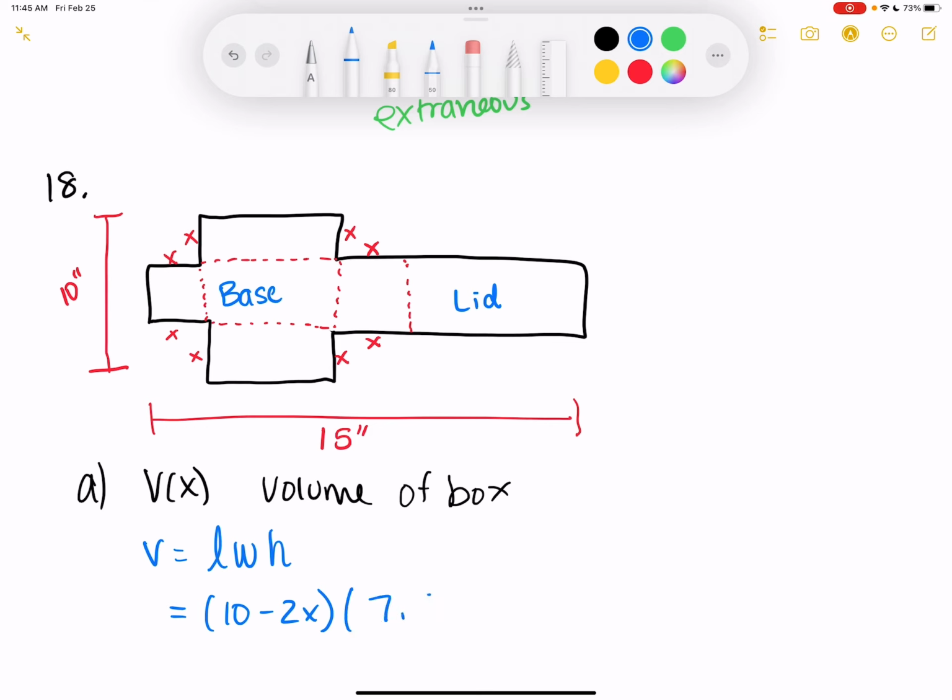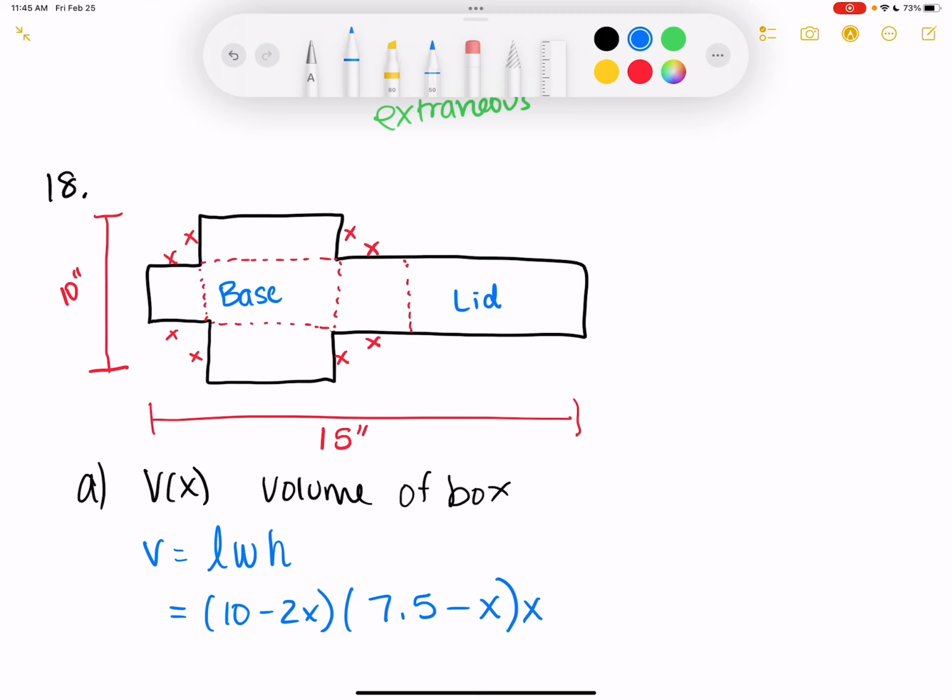7.5 minus x. Because half of that, oh, that makes sense. Okay, because we just need this half of it. Because the lid and this piece should be equal to the base and this piece. So we're taking half of that and then times x. Because the height, it would be x.